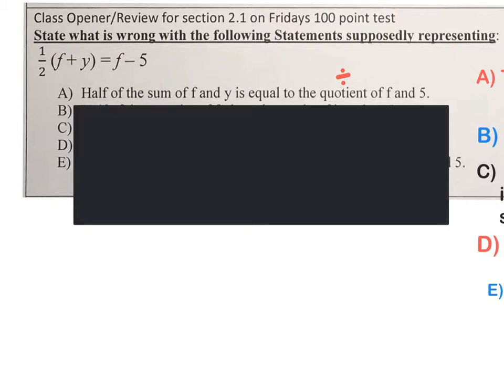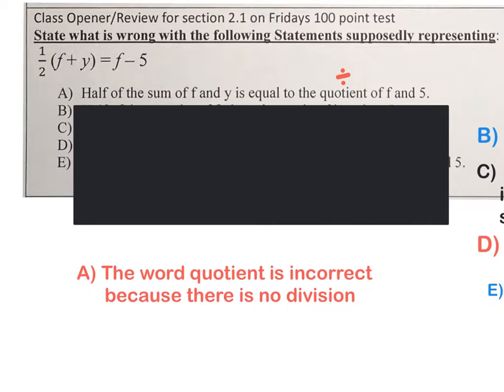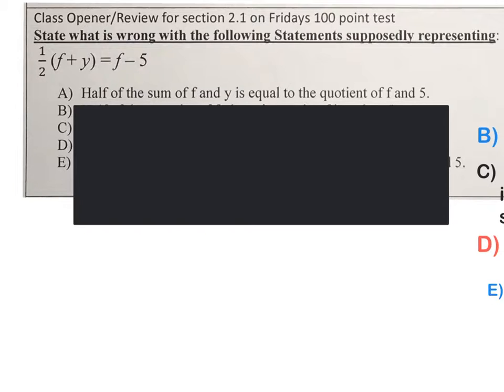So if I'm asking you to state what's wrong with option A, this is what's wrong with option A. The word quotient is incorrect because there is no division, okay? That's the mistake, or that's why option A is not the correct representation of it. The word quotient should not be on there because quotient means division and there is no division. So now let's jump to the next one.